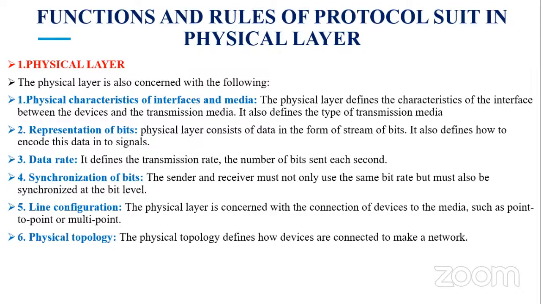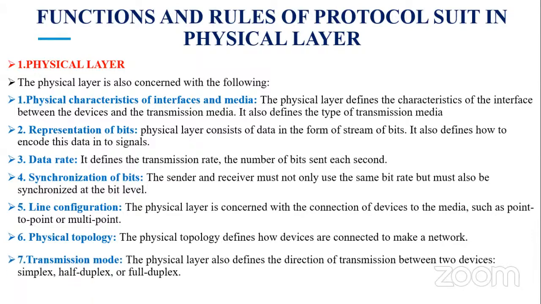And physical topology. The physical topology defines how devices are connected to make a network. There are various types of topologies: star topology, bus topology, ring topology, hybrid topology. Topology is nothing but the arrangement of devices in the network. The physical layer will also define those types of topologies.